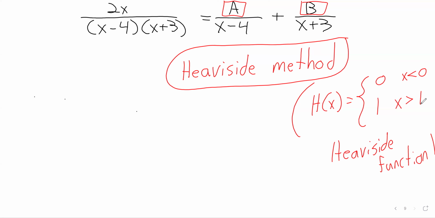So the Heaviside method, I'm going to have to move to another frame, but we're going to clear that fraction on the left. We're going to multiply both the left and the right side of this equality by that fraction.